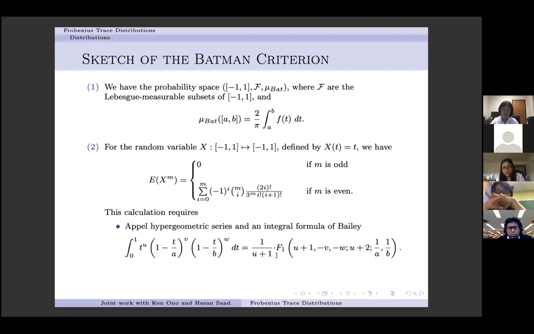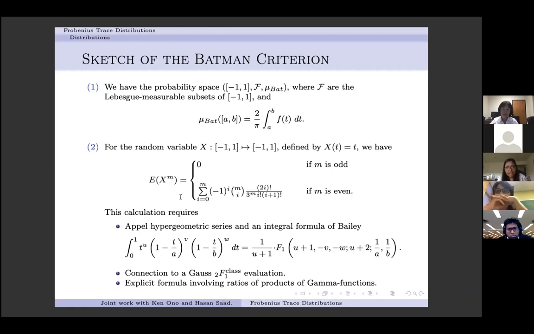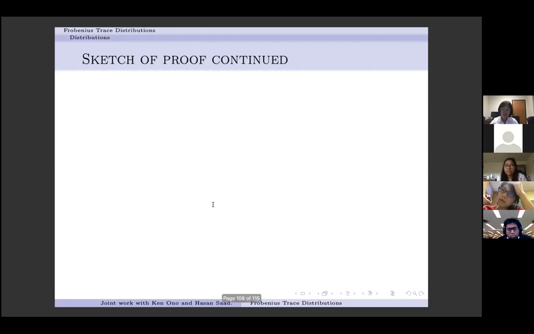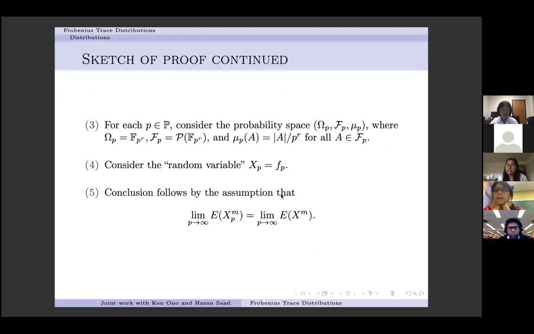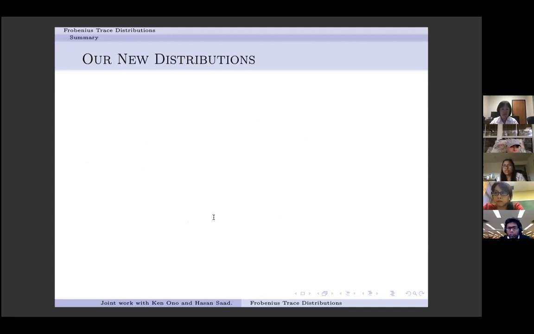So this is the way we obtain the moments, the expected values, for this random variable. Now we have the moments for this random variable. So now we consider the probability space, and we consider the random variable x_p as f of p. Since f of p has the same moments as the random variable x, and the moment generating function has positive radius of convergence, the limiting distributions are the same. So from here we can say that the distribution for the 3F2 function is given by f of t, integral of f of t.